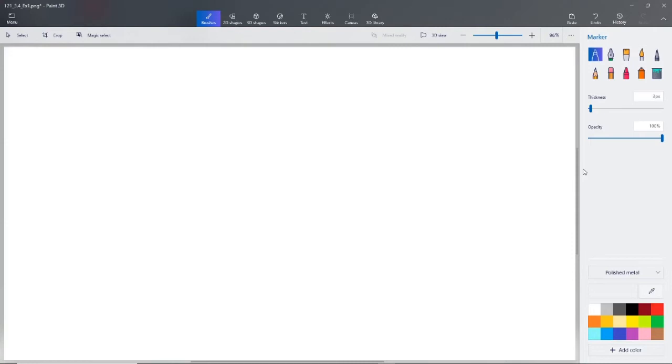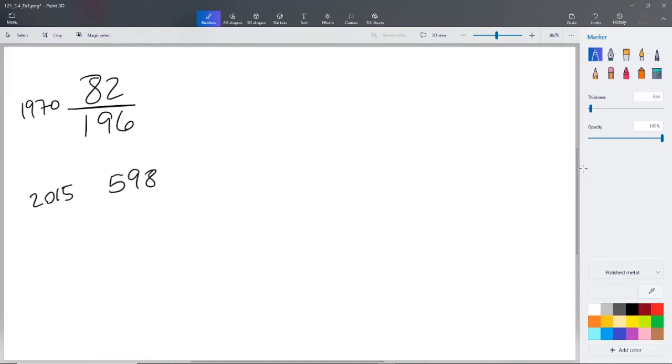All right, so we wanted to compare the part to the whole. So in 1970, there was $82 billion spent out of $196 billion. Then in 2015, the spending for defense was $598 billion out of $3,800 billion. So our first step is to go ahead and set up each of our fractions. Then we're going to use our calculator. We're going to convert each of these fractions to decimals, and then we'll convert each of those decimals to percentages.